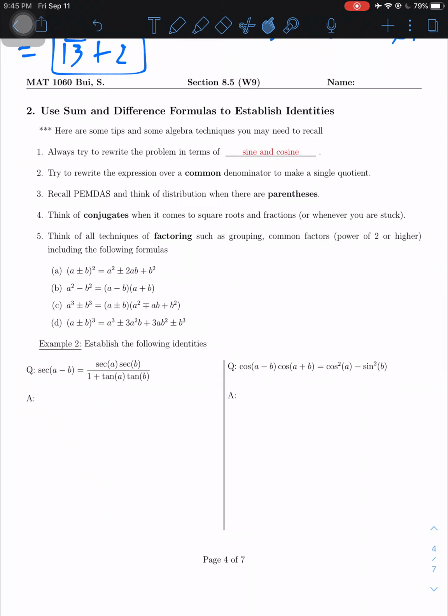Use sum and difference formulas to establish your identities, okay? So I gave you guys the 5 tips that we see on 8.4. These are all good tips, so make sure you have them in mind. For my example, again, you see the words establish identities, so make sure you remember how to do it. We go from the complicated side and we end up with something easier, something similar to the other side of the problem, right?